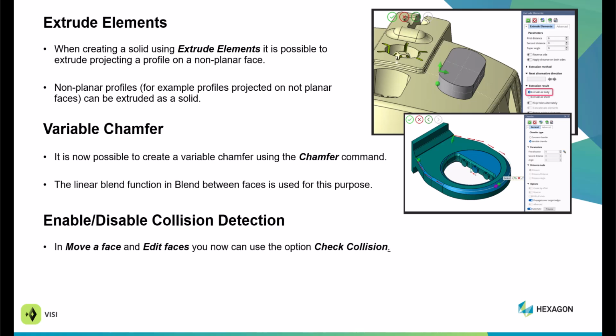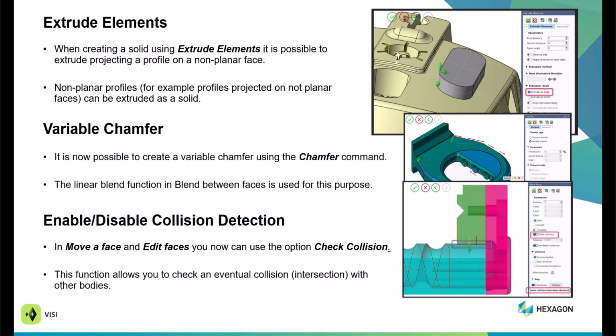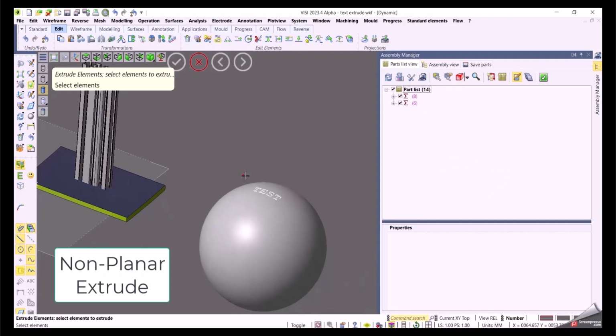Enable disable collision detection works with move a face and edit faces as well. So this function allows you to check the eventual collision of two bodies. So here's just a quick video showing some of these.